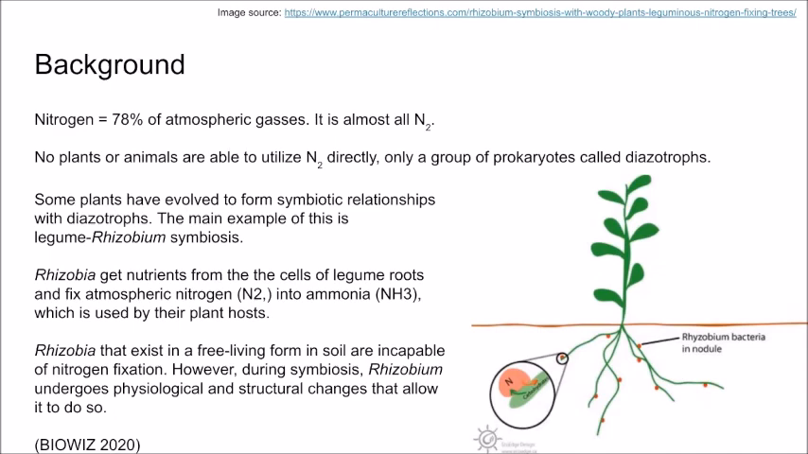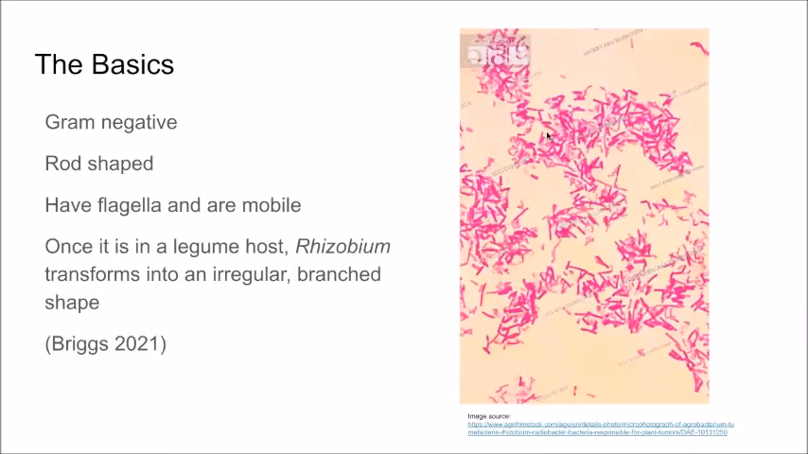Rhizobia get nutrients from the cells of legume roots and fix atmospheric nitrogen into ammonia, which is used by their plant hosts. Rhizobia that exist in free-living forms in the soil are incapable of nitrogen fixation. However, during symbiosis, rhizobium undergoes physiological and structural changes that allow it to do so. Bacteria in the genus Rhizobium are rod-shaped. They usually have flagella and are mobile. Once it's in the legume host, rhizobium transforms into an irregular branched shape. Rhizobia are a gram-negative genus of bacteria.